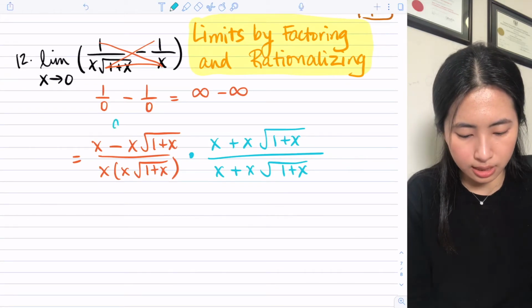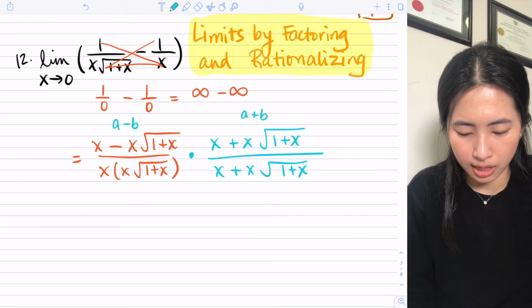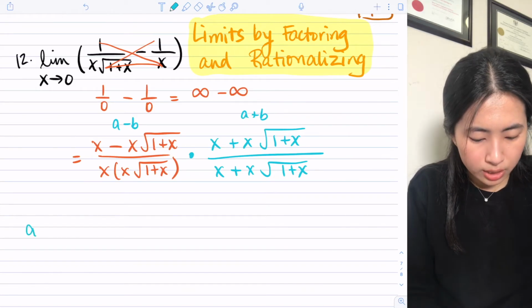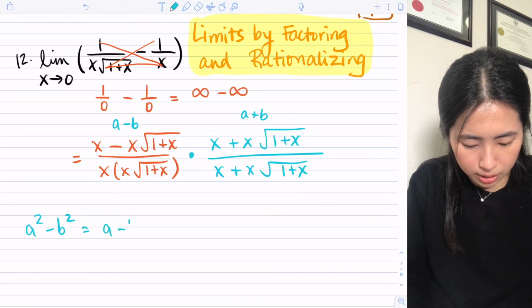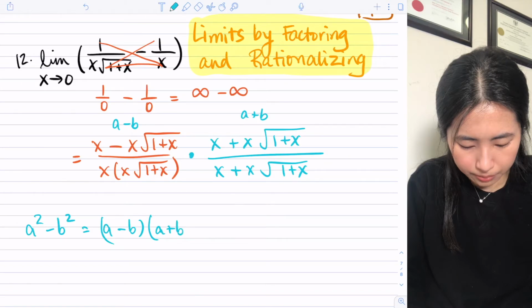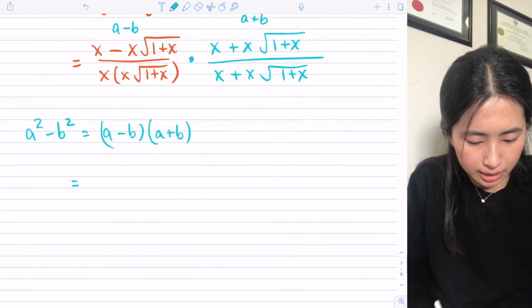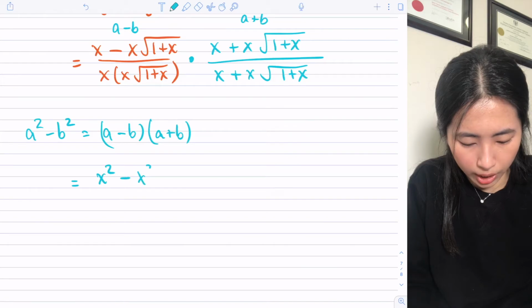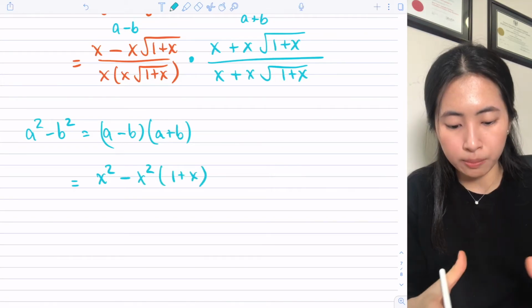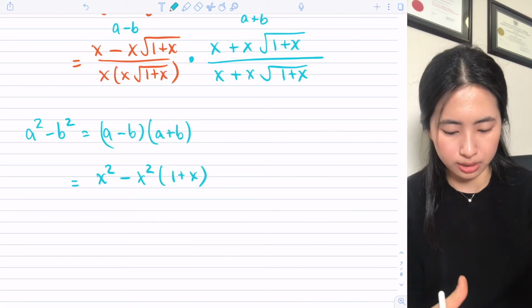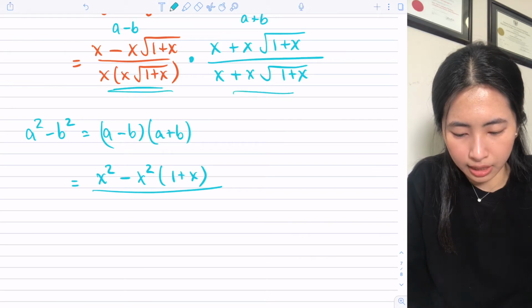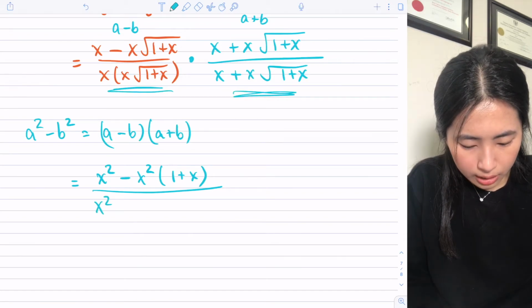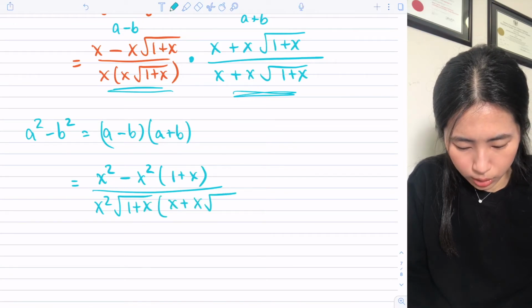As a result, we see that this is in the form a minus b times a plus b, and hence we can apply difference of squares, which is a squared minus b squared, and this is equal to a minus b times a plus b. Rewriting our numerator, we get x squared minus x squared times 1 plus x, and squaring b actually gets rid of the radical of 1 plus x. So this is all over the denominator, and because we're multiplying this and this, we have x squared square root of 1 plus x multiplied to x plus x square root of 1 plus x.